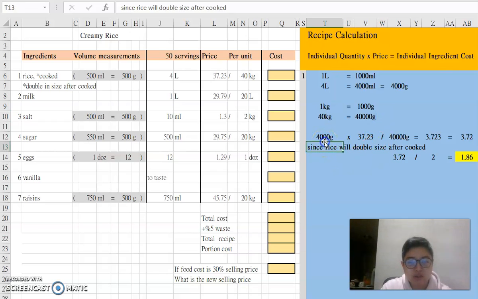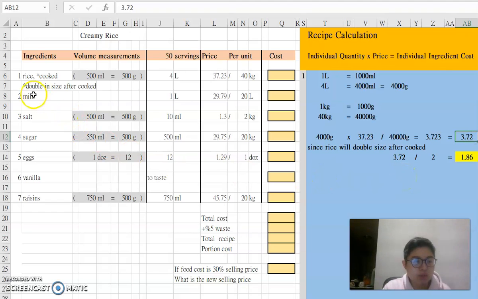For the calculation, exactly is the 4000 grams here, which is the 4 liters, 50 servings, times the cost 37.23, and then divided by the unit 40 kilograms, which is 40,000 grams. The calculation after that is 3.723. And if we take 2 decimal places, it is 3.72.